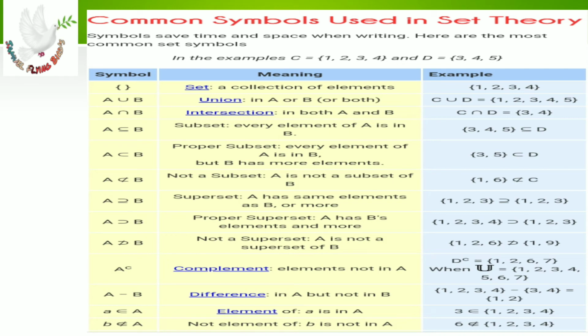A belongs to A, element of: we call it an element of A is in A. Suppose, for example, 3 belongs to the set A, {1, 2, 3, 4}. Next, B not an element of A, which we write as not an element of A. Not an element means B is not in A. For example, 6 is not an element of {1, 2, 3, 4}.